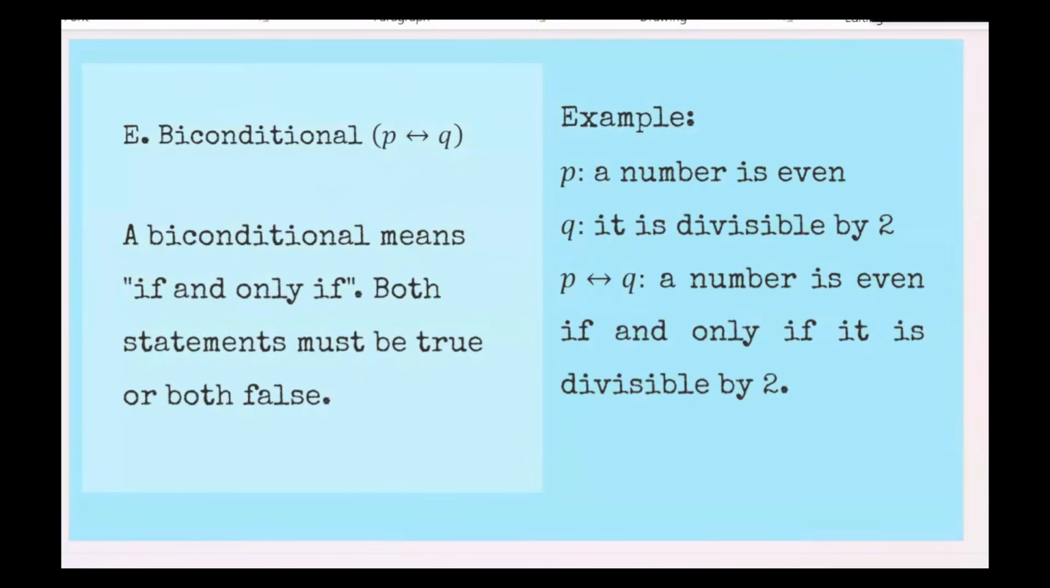The next is biconditional. A biconditional means if and only if. Both statements must be true or both false. For example, P: a number is even. Q: it is divisible by 2. P biconditional Q: a number is even if and only if it is divisible by 2.